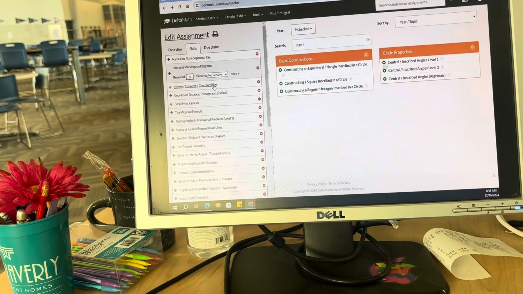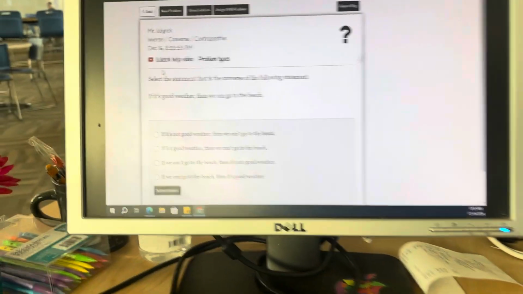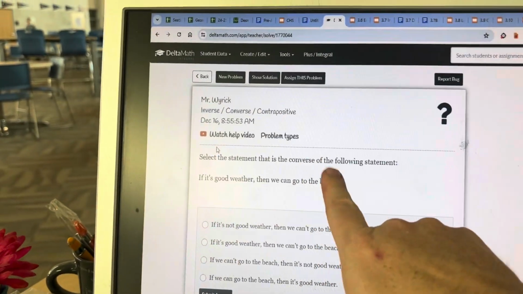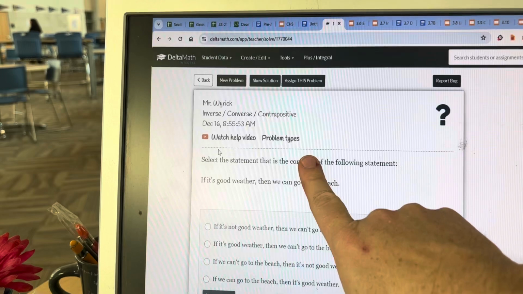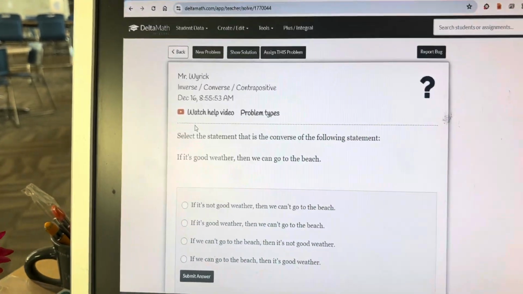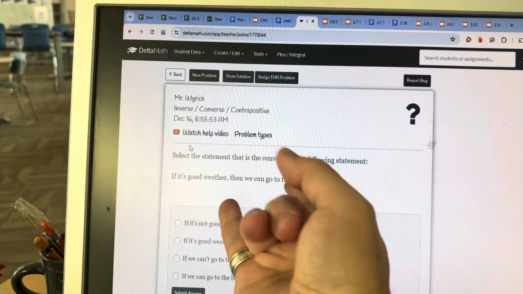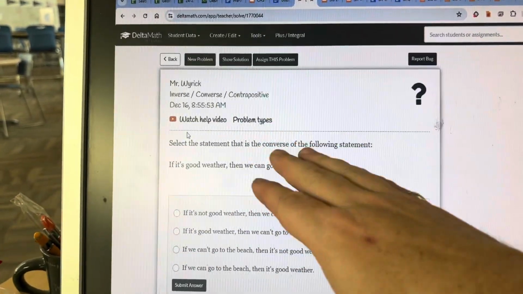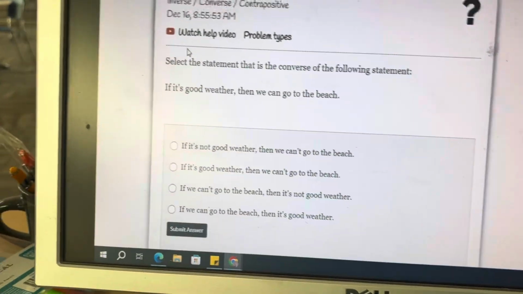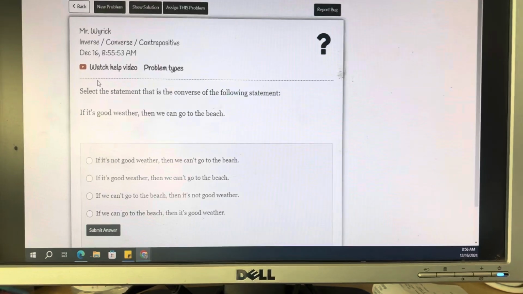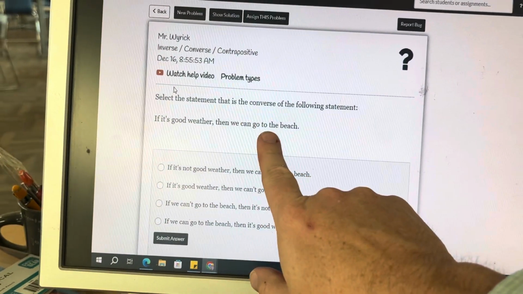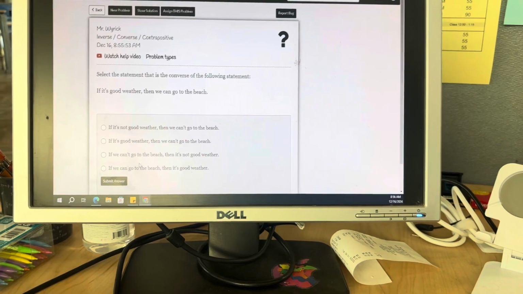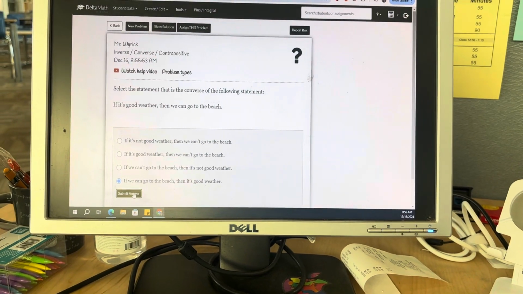Okay, next section, inverse, converse, and contrapositive. It's just going to give you a statement and then ask which one is the converse, which one's the inverse, which one's the contrapositive. The converse is where you switch them. The inverse is where you add not to both of them. And then contrapositive, you're going to do both of those things. You're going to switch the order and you're going to add not. In this case, it's the converse. If we can go to the beach, then it's good weather.